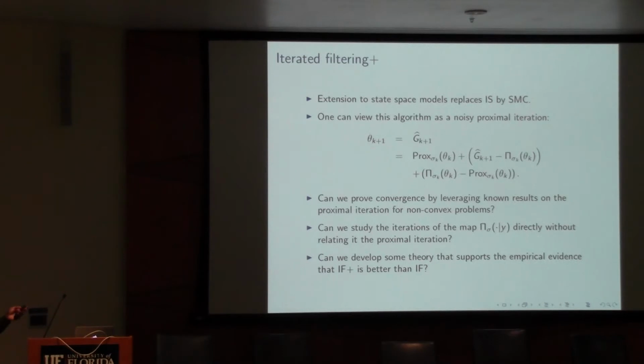And of course, now you could write it as the prox and the gap between the g and the mean, and the gap between the mean and the prox. The lemma that I presented earlier gives us some control of this term. Understanding the Monte Carlo gives us a control of this term, and we could put these two things together to look at the behavior of these iterations.